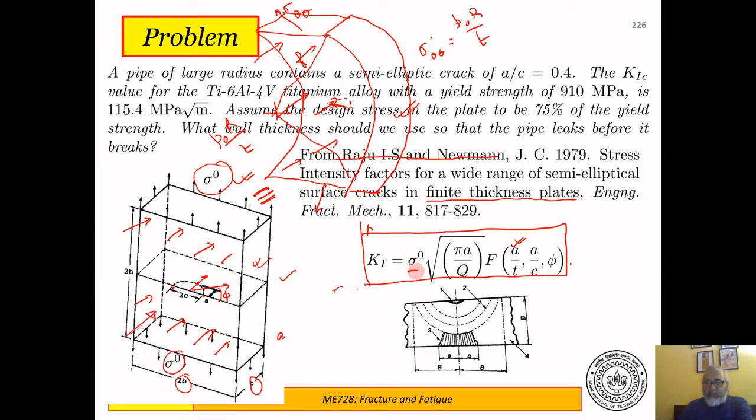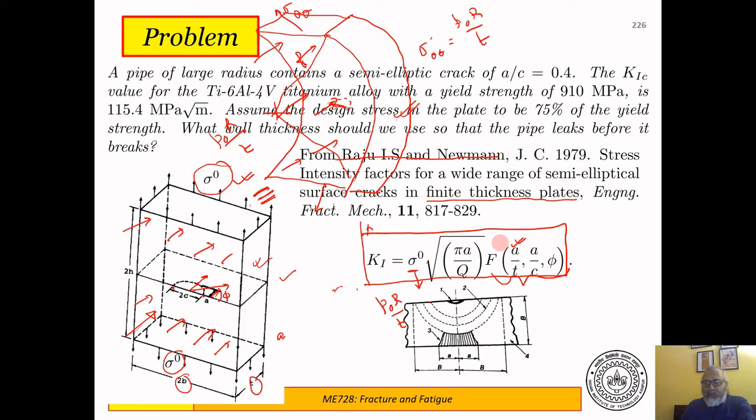It's given in terms of sigma naught, which in our case is P naught R by T. So P naught is the internal pressure, A is the length of the crack, A is the depth of the crack, and then there's this function of A by T, A by C, and phi.